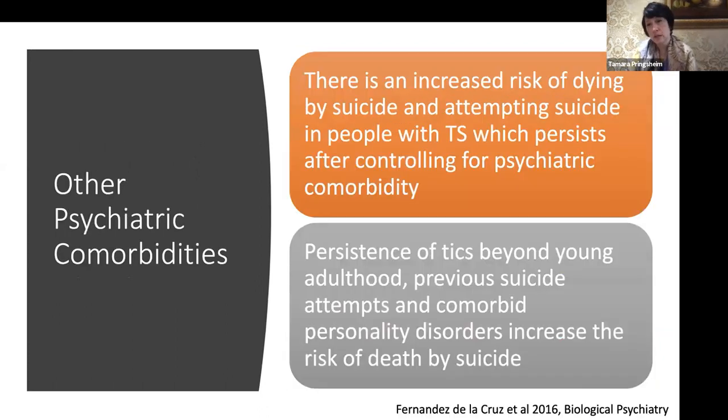So there is an increased risk of dying by suicide and attempting suicide in people with Tourette syndrome, which persists after controlling for psychiatric comorbidity. And the persistence of tics beyond adulthood, having a previous suicide attempt, and having a comorbid personality disorder increases the risk of death by suicide in people with tic disorders.